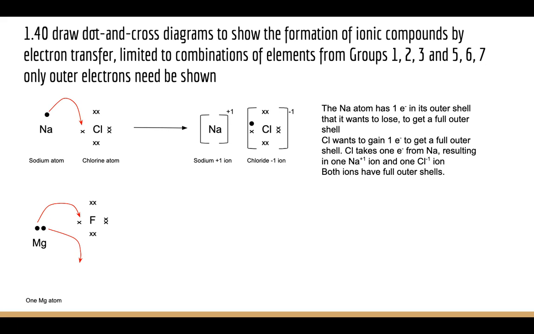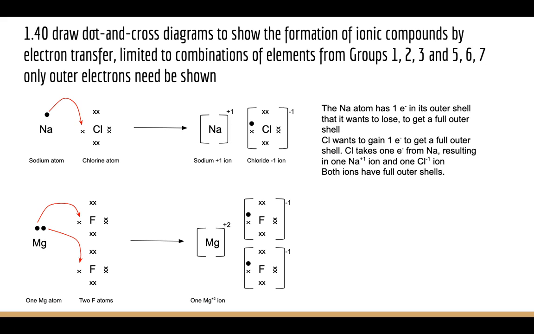Where's the only place it can go to? To a different fluorine. So both fluorines end up getting full outer shells. That looks like this. Magnesium has lost 2 electrons, so it gets a 2+ charge. And then fluorine gains an electron from magnesium to form an F- ion, and then the same happens again. So we have 2 F- ions.